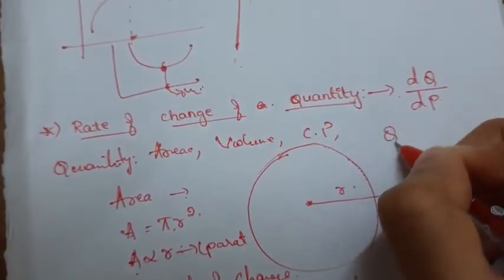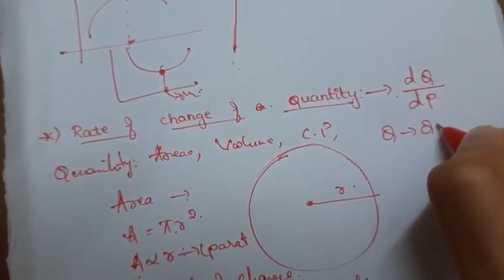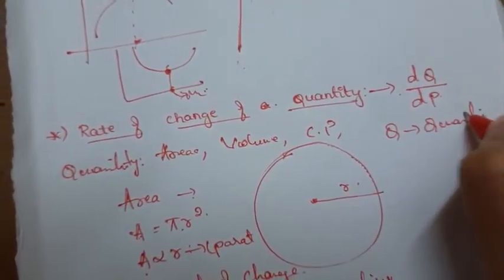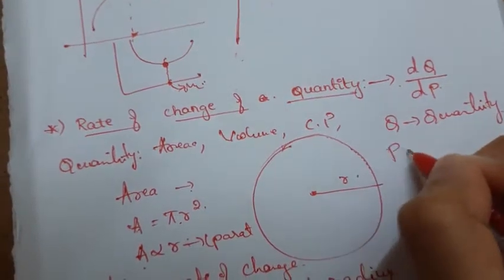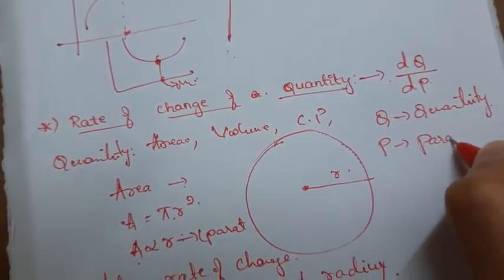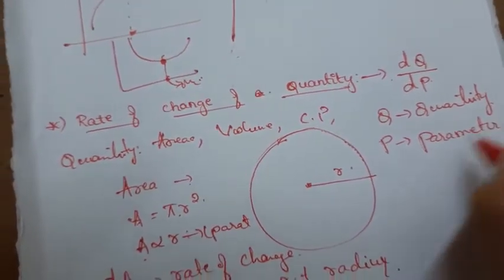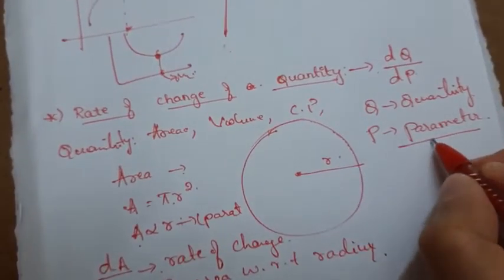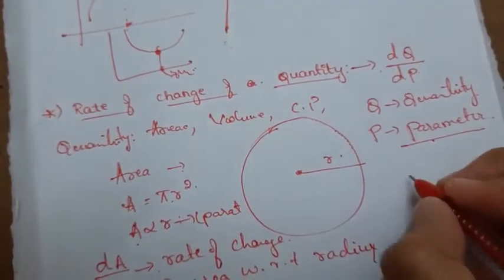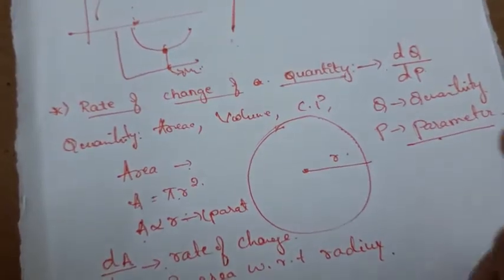So what is this q here? Here q is a quantity. It might be any quantity. And what is this p? p is a parameter. So what is the meaning of this parameter? Clearly, a parameter is one of the variables.